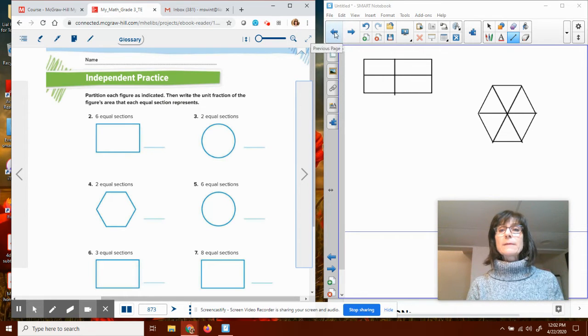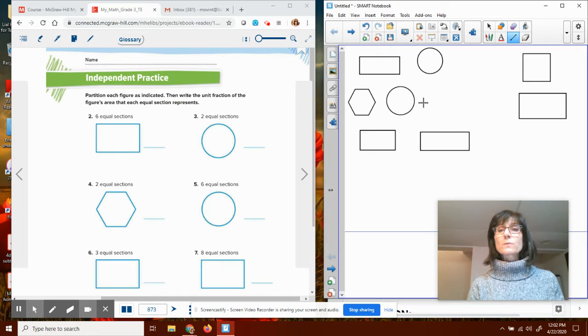Mrs. Swint went ahead, and we've got these right here, all these different shapes. I don't want to do them all for you because I believe this is a pretty easy lesson and you deserve it after yesterday. On the first one, they're showing you a rectangle that they want you to do 6 equal sections. When you have something like that, I'm going to first cut it in half. There's my 2 sections.